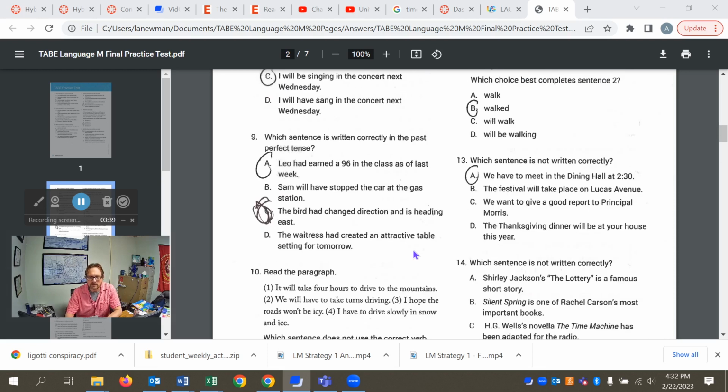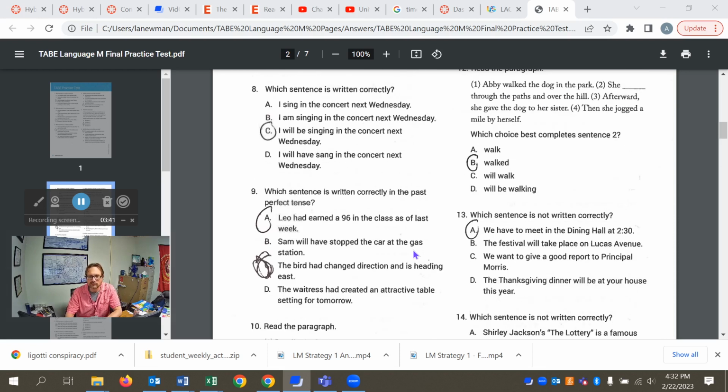Okay, number 9, sorry about the squiggly marks here. I got a little bit offline on the answers, which happens. But 9 says, which sentence is written correctly in the past perfect tense? And it's A, Leo had earned. So in past perfect, the helping verb should be in past tense. So it's not has or have, it's had. And then we just have the past participle of the verb to form the past perfect verb tense.